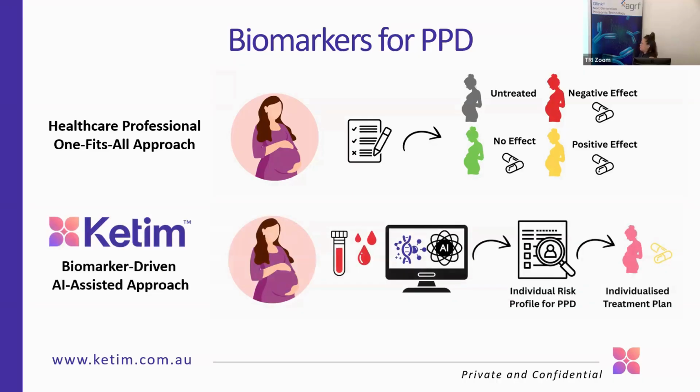So I came up with a solution. I thought, hey, can we look at bloods? Can we actually identify if there are biomarkers within the blood? Can we then use advanced analytics and multi-omics approaches to come up with an individual risk profile for postpartum depression? And based on that, we can start to intervene really early. So we're looking at something that's done early in pregnancy, not when it's already too late.